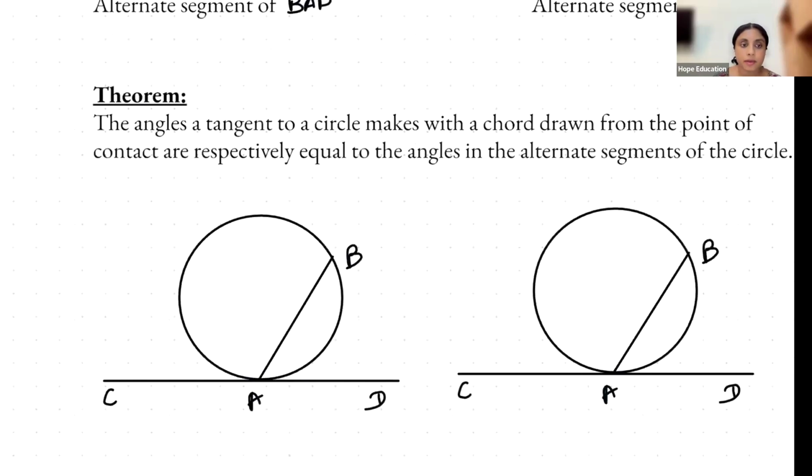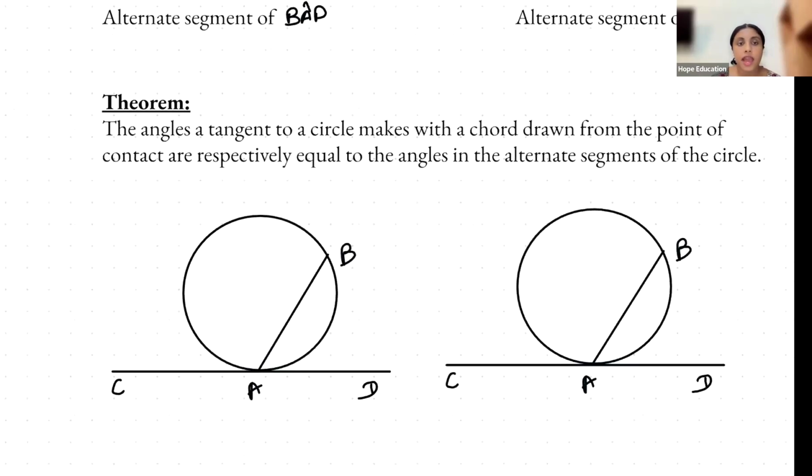Now look, this is what we have. The angles a tangent to a circle makes with a chord drawn from the point of contact. That means the angle the tangent makes with the chord. Let's say it's this angle. This is equal to the angle in the alternate segment. What is the angle that this chord AB subtends on the alternate segment? Let's say from this chord AB, the angle subtended on the alternate segment is this. Let's say that this point is P.